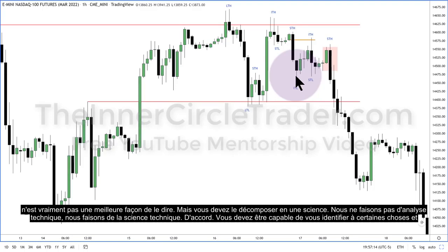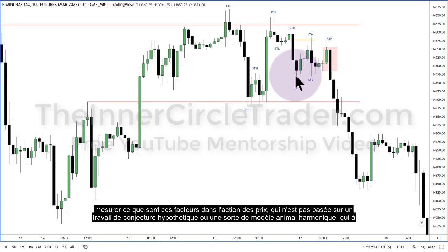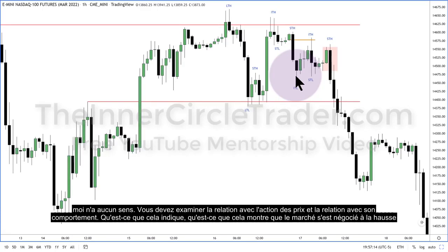We do technical science. You have to be able to relate to certain things, weigh out and measure what these factors are within price action, which is not based on hypothetical guesswork or some kind of a harmonic animal pattern, which to me makes no sense. You have to look at the relationship to price action and the relationship of how it behaves. What is it indicating? What is it showing?